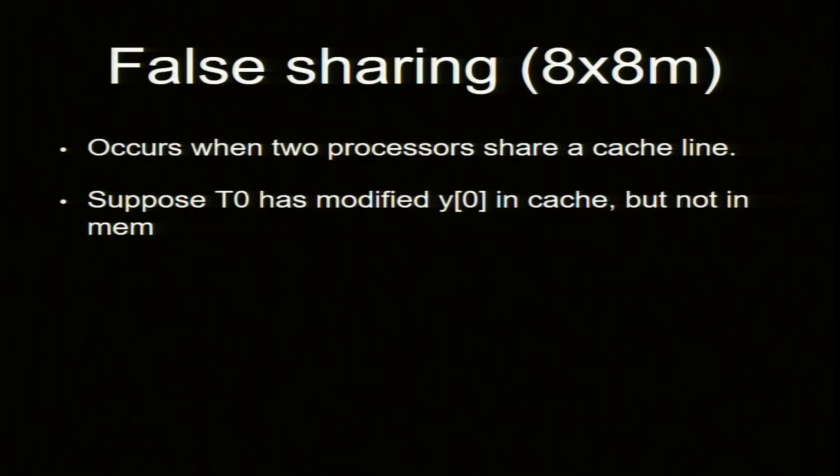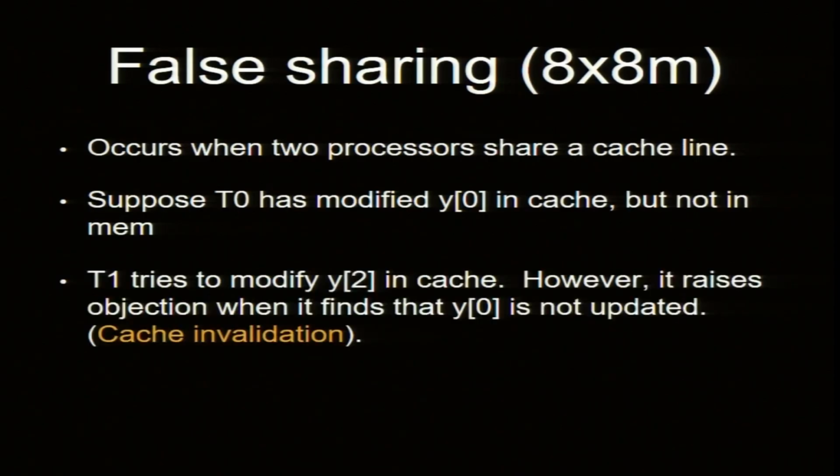False sharing occurs when 2 processors share a cache line. They are sharing a cache line, and T0 modifies Y0 in cache, that is what I have written, but not in RAM. T1 tries to modify Y2 in cache, however, it raises an objection when it finds Y0 is not updated. So the solution is of course to update as soon as you are done.